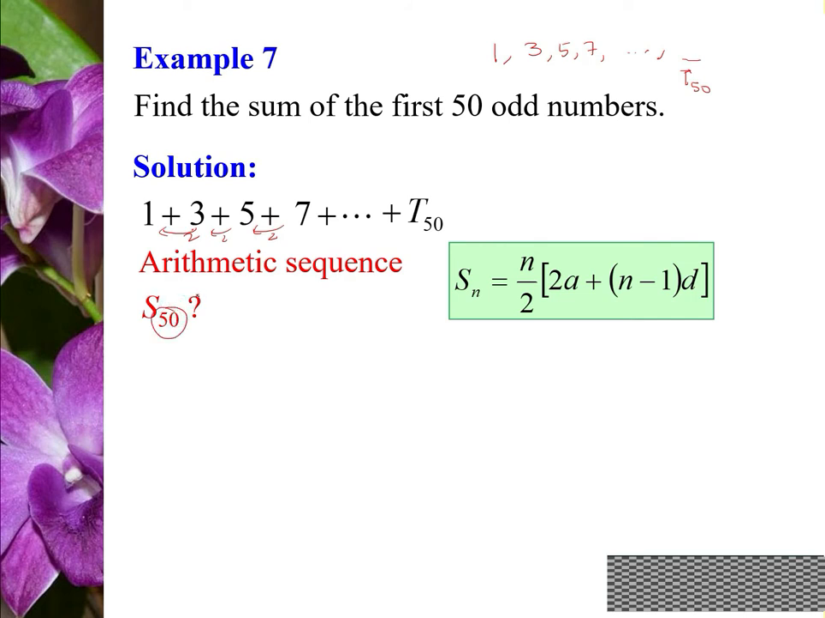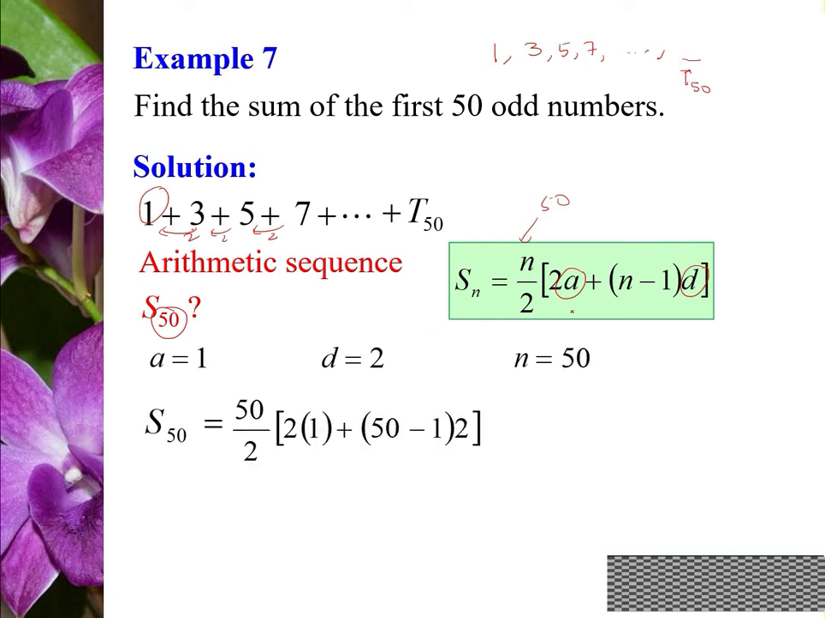The only thing left for us to find the sum of 50 terms is, we know what is the n, it's going to be 50. We have to find the value of a and d. So what is the a for this arithmetic sequence? A is 1, first term. D is the difference of the two terms, which is 2. And the n now is 50. We know the values, just substitute all of them into the formula and then simplify. You get the answer as 2500.